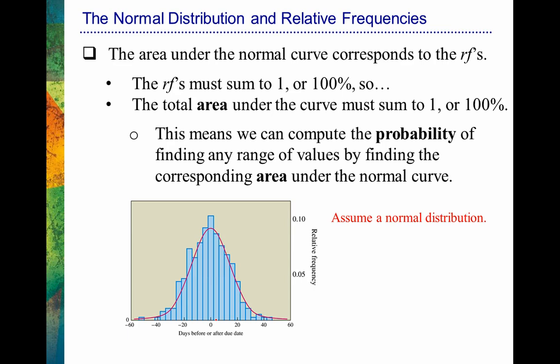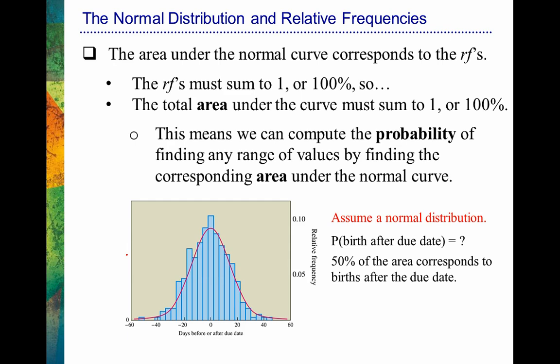So let's just talk about a real quick example. Assume we have a normal distribution, which is essentially what we have there. What's the probability of a woman giving birth after her due date? Well, we can see that 50% of the area of that entire distribution corresponds with births after that due date. Here, I'll highlight that for you. We're talking about half of that distribution. So what's the probability of a woman giving birth after the due date? 0.50. It's really that simple when we think about it that way. Area equals probability.